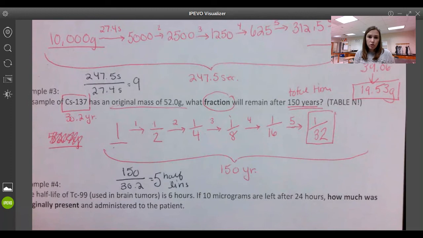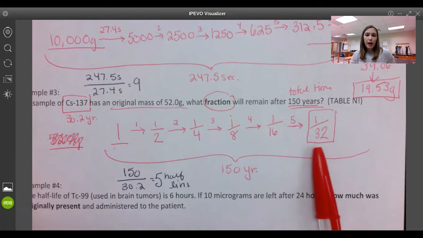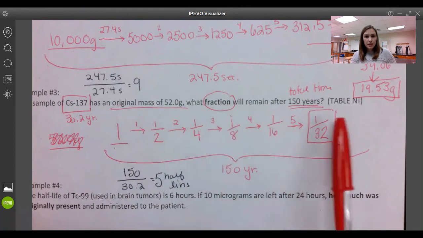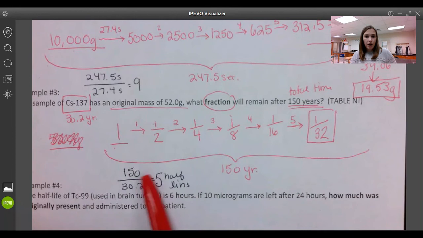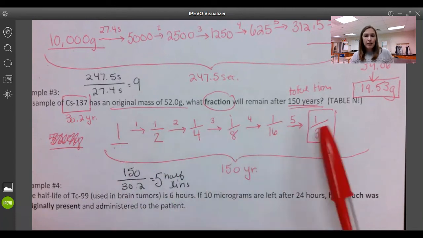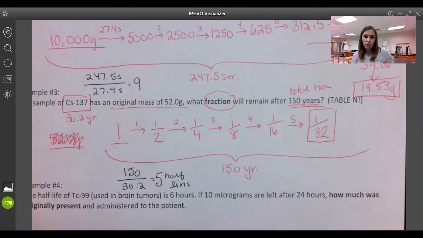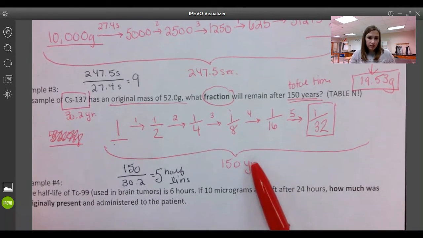And just be careful, you could do this in your calculator as a decimal, but make sure you actually know what the fraction is that represents that decimal, because that's what you're going to be looking for there. So again, this was what fraction remains after the total time. I used table N to get my half-life. I figured out how many half-lives I had, and then I took my 1 whole piece, or 1/1, or 100%, and divided it in half 5 times because I had 5 half-lives, to get my 1/32 that would remain radioactive after that 150 years.